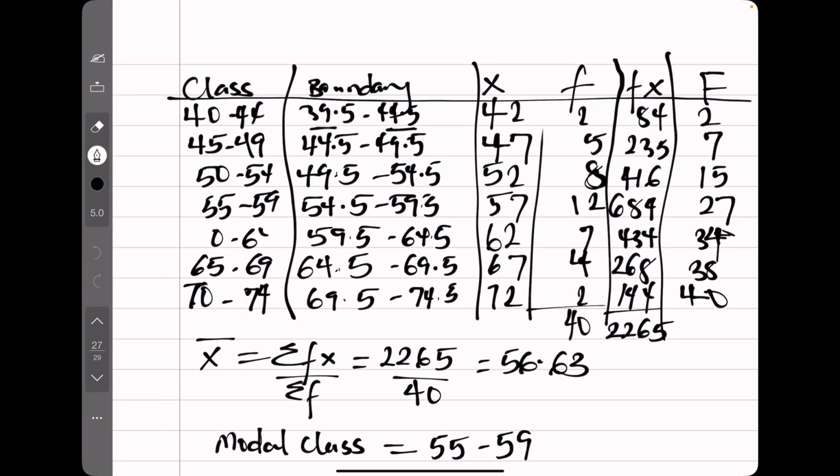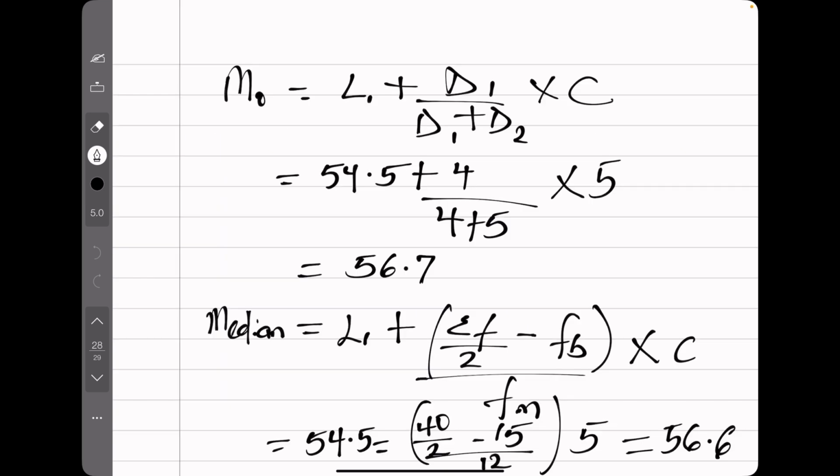Now going to the main work for today, we want to calculate the range. For the range, it's not hard, it's just as that of ungrouped data. The largest value, which is 74, minus the smallest value, which is 40.